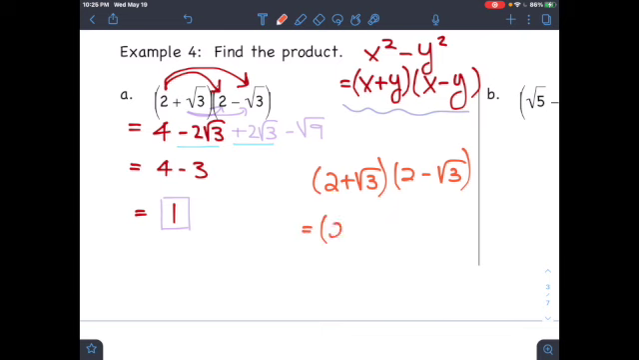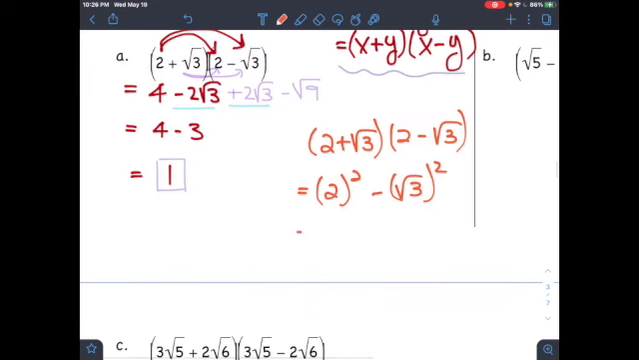okay, the first term, which is 2 squared, minus the second term. What's the second term? Well, the second term is root 3 squared, which is a shortcut here. 2 squared is really just 4. We learned that before. 2 times 2 is 4. Root 3, right here, the root and the square cancel each other out. If you guys can remember that, this problem is so easy. 1. Done.